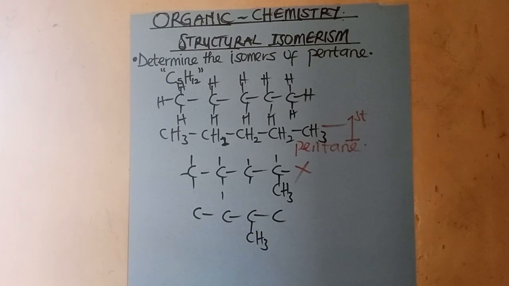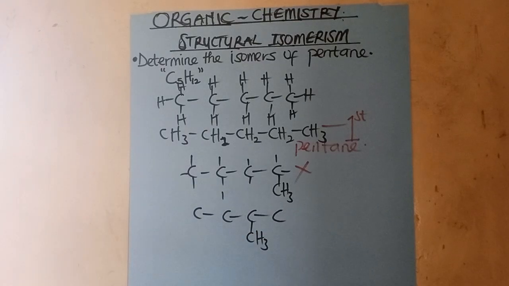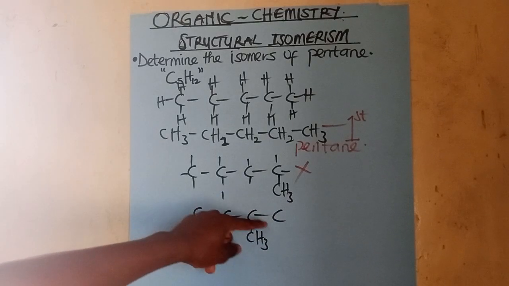So that means the family name is what? That is butane, because of what? It has the longest chain of 4. So that's butane. Now, the substituent is what? The substituent can be this CH3.